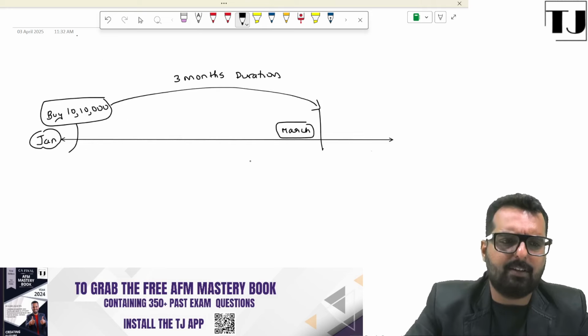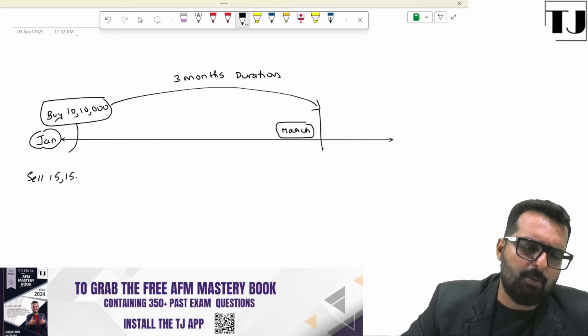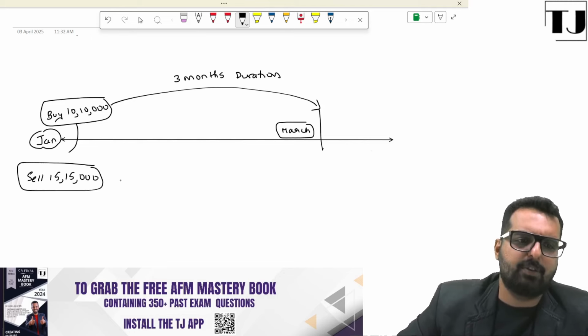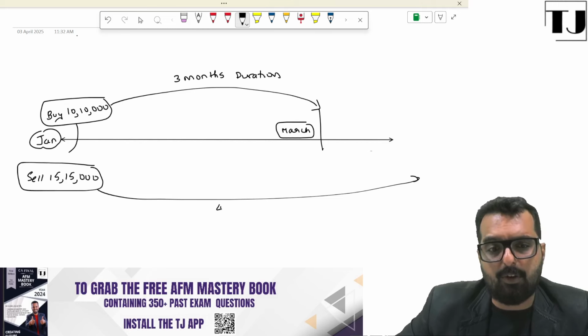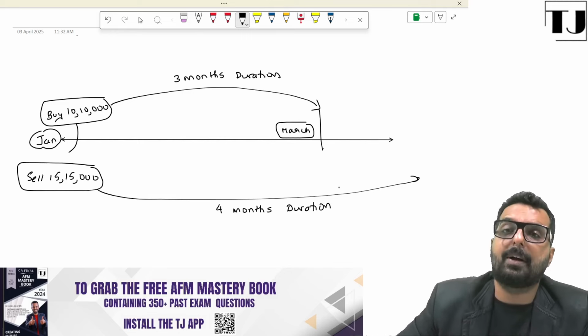Correct? So here what are you supposed to do? You buy 10 lakh 10,000. Here you will end up selling how much? 15 lakh 15,000. But this is sold for how many months duration, friends? It is sold for 4 months duration.